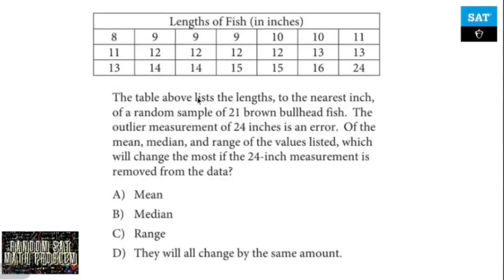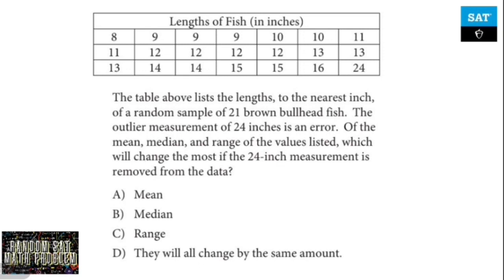The table above lists the lengths to the nearest inch of a random sample of 21 brown bullhead fish. All right, so someone measured a bunch of fish. They got like 8, 9, 9, 9, and so on, up to 16, and then somebody got a 24. Look at you. The outlier measurement is 24, and it's an error. Of the mean, median, and range of the values listed, which will change the most if the 24-inch measurement is removed from the data?